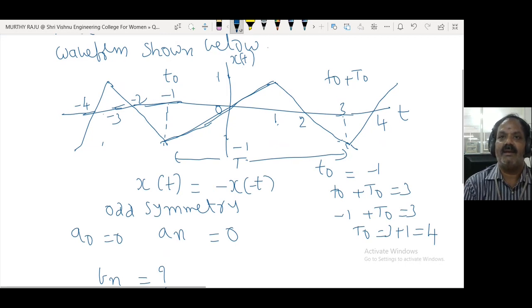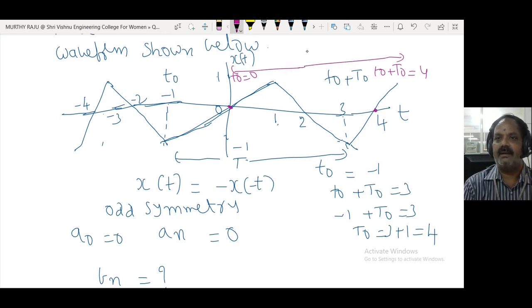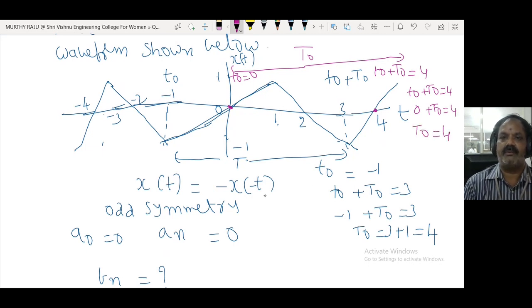In another way, the time period of the waveform is here. The wave's starting point is here and here. Here t0 is equal to 0, t0 plus T0 is equal to 4. These are the 2 points. This is the time period T0. Therefore, t0 plus T0 is equal to 4. Put t0 is equal to 0. 0 plus T0 is equal to 4. Therefore, T0 is equal to 4.